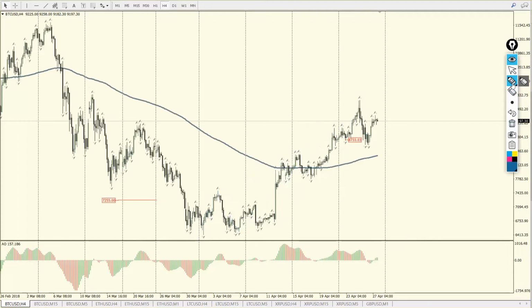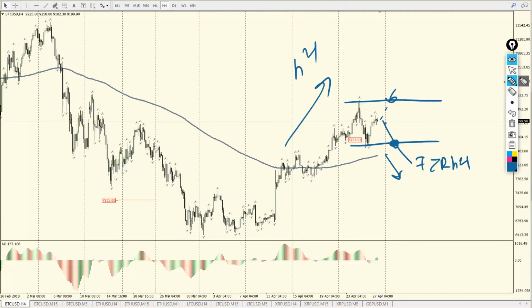So now, based on H4 for my intraday trading, I have these two reference points. If we break through this reference point, we will have an FZR of H4 time frame, and once we break through that reference point, we will start a trend phase down of H4. On the other hand, if we break through this reference point, a trend phase of H4 will proceed, and we will see what will happen after that.